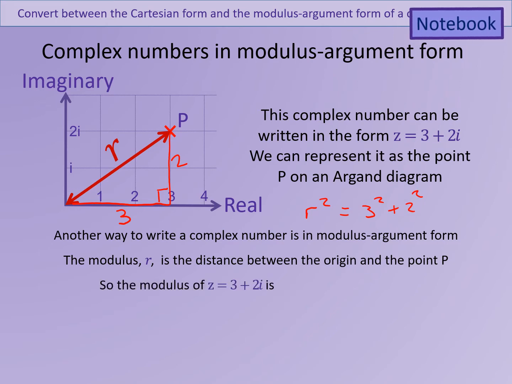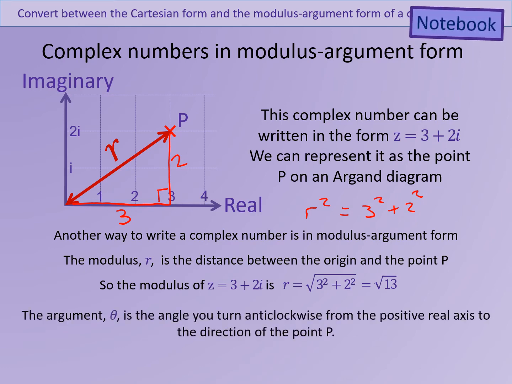So the modulus of that complex number becomes r equals the square root of 3 squared plus 2 squared, which works out as root 13. We're just going to leave that as a surd because it's easier to deal with than writing it as a decimal. We now need to find the argument.